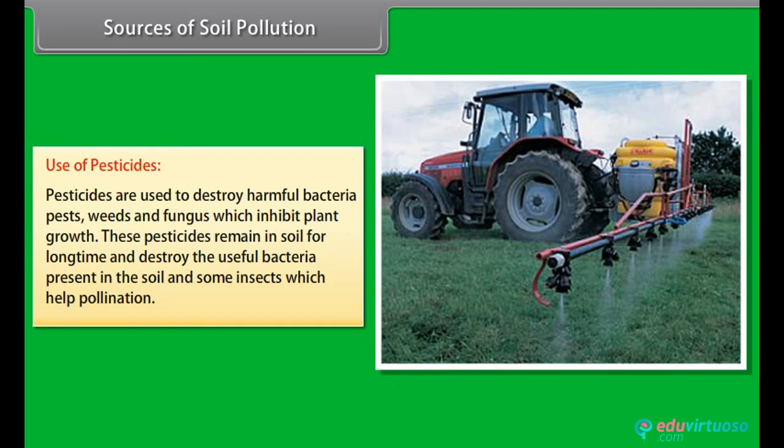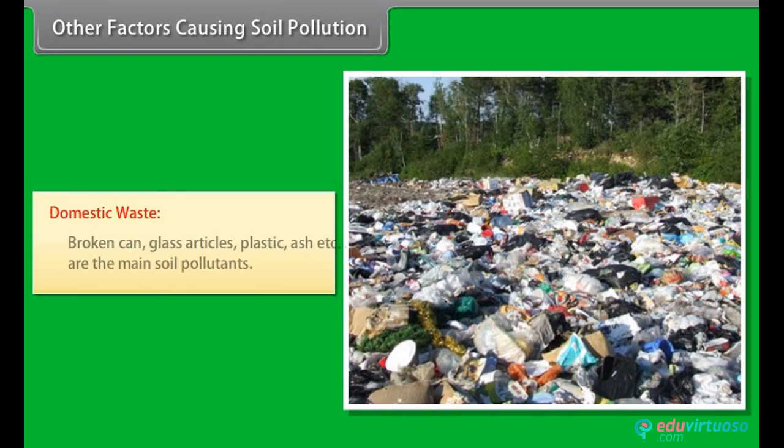These pesticides remain in soil for a long time and destroy the useful bacteria present in the soil and some insects which help pollination. Other factors causing soil pollution: domestic waste, broken glass articles, plastic, ash, etc. are the main soil pollutants.